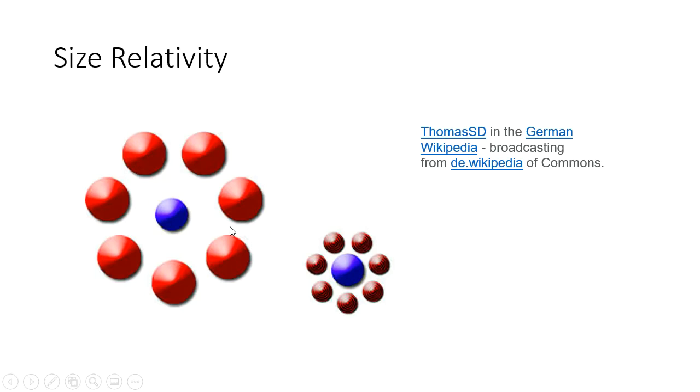So, I'm going to talk about some illusions real quick. Size relativity is one illusion. And this is true with color too. Based on how certain things are surrounded, that can affect your perception of the color, size, whatever, right?